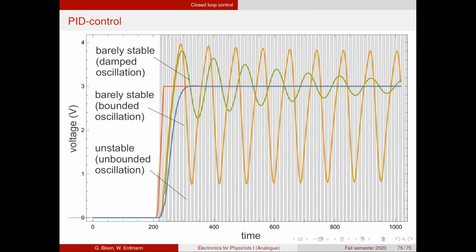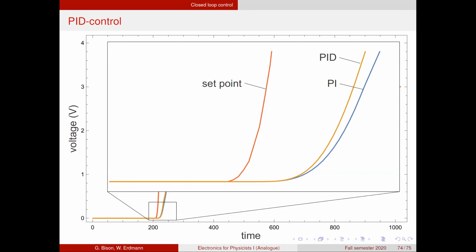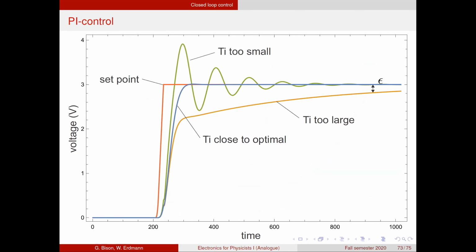Okay, now this concludes the part about PID control. Are there any questions? Okay, I don't see any. There's one thing I'd like to mention here again.